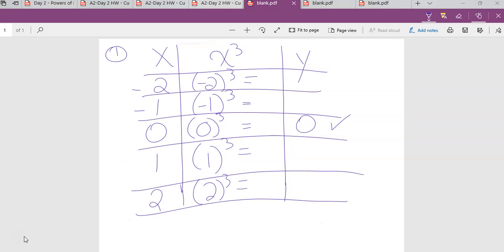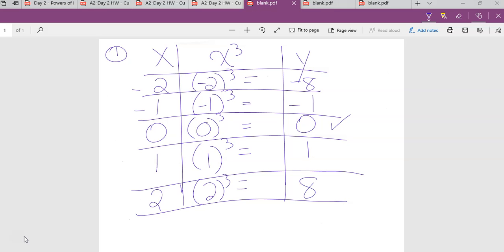So -2 to the third power, -2 times -2 is +4. +4 times -2 again gives me a -8. -1 to the third power is -1 times -1, which is +1, times -1 again, which gives me a -1. 1 to the third power is just 1 times 1 times 1, that's +1. And 2 to the third power is 2 times 2 times 2, which is 8.